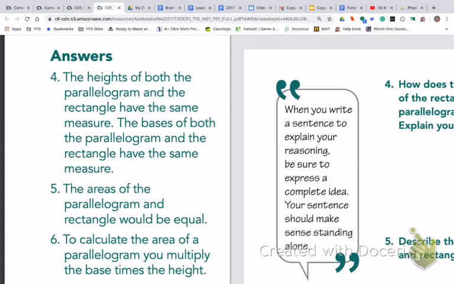For number 4, the heights of both the parallelogram and the rectangle have the same measure. The bases of both the parallelogram and the rectangle also have the same measure. For number 5, the areas of the parallelogram and rectangle would be equal. And for number 6, to calculate the area of a parallelogram, you multiply the base times the height.